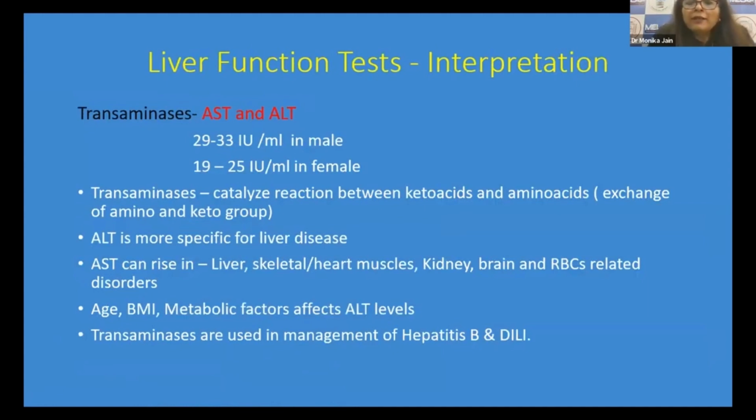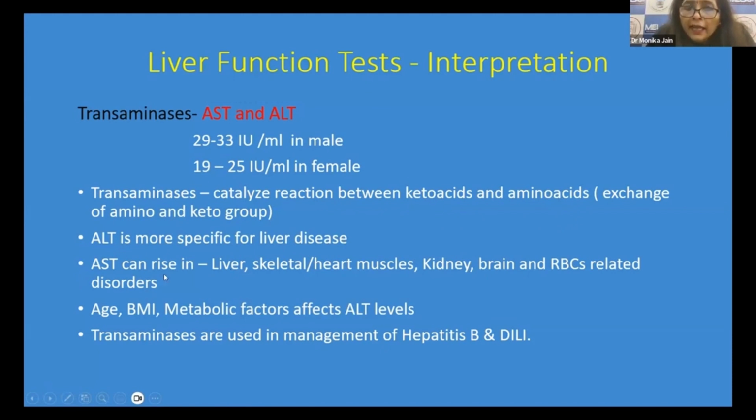Coming first to transaminases, that means AST and ALT. Their normal values vary in males and females. You can see the values are lower in females as compared to males. What are the functions that transaminases perform? They catalyze reactions between keto acids and amino acids. And ALT is more specific for liver disease.